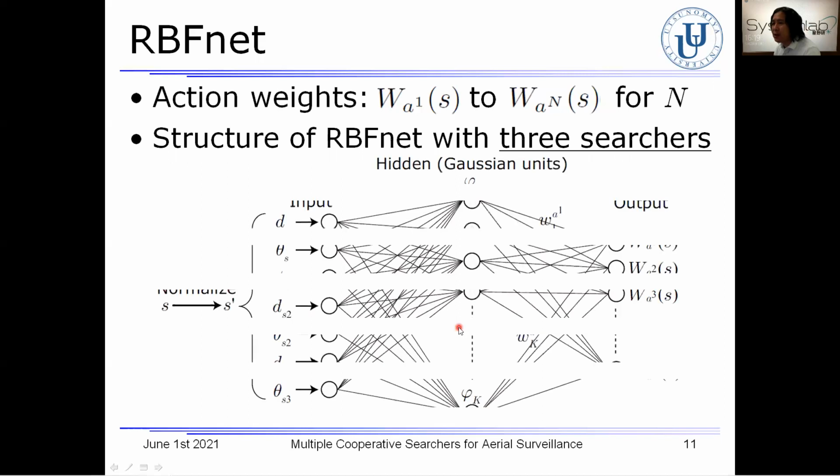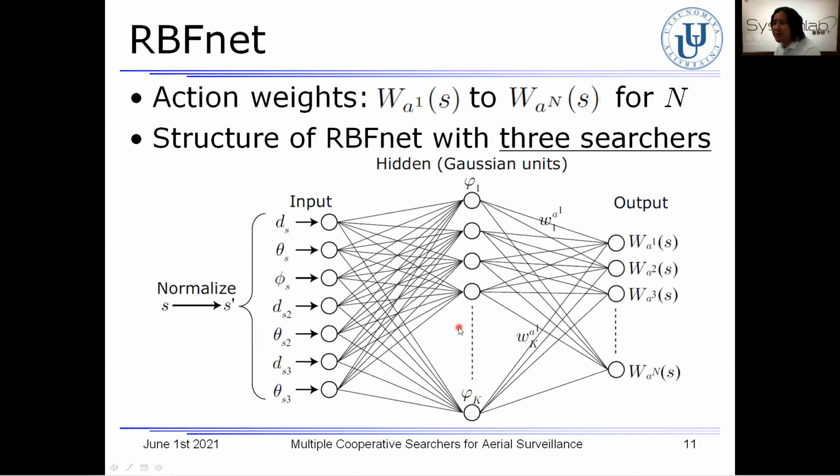This figure illustrates an example structure of this RBF net with 3 searchers. The input state S is first normalized, and these values are then fed as the inputs to the RBF net and calculated in the Gaussian units. After that, through the connection weights, the action weights from WA1 to WAN are calculated and derived as the outputs.